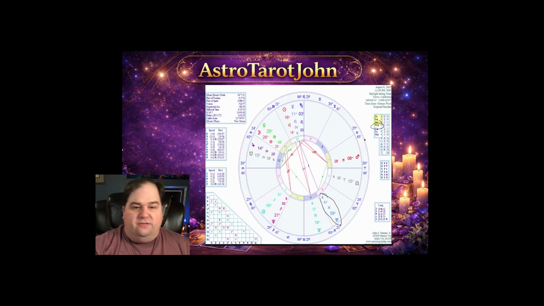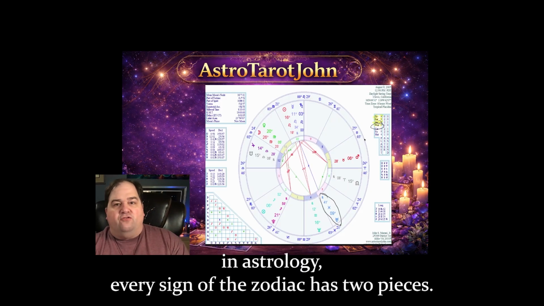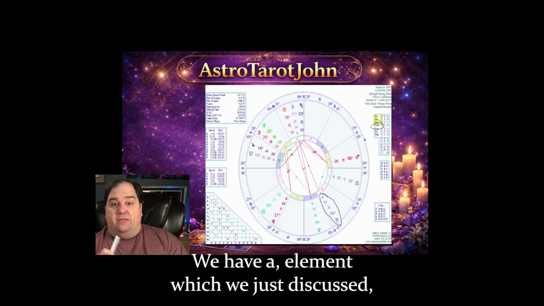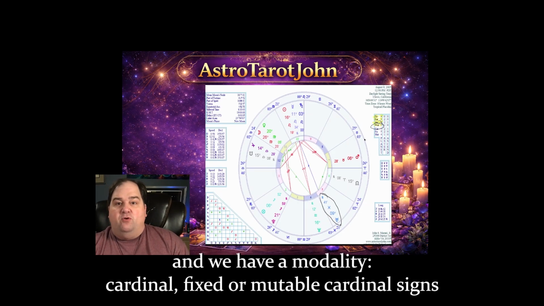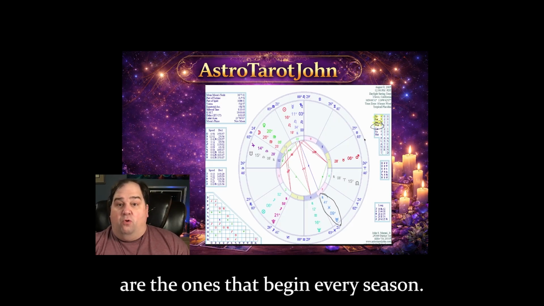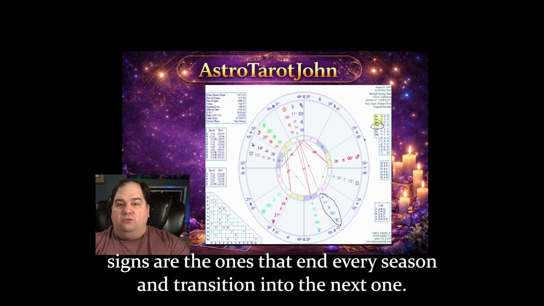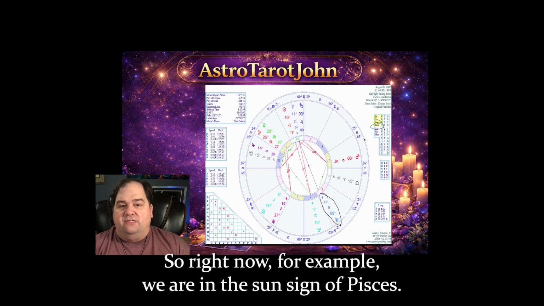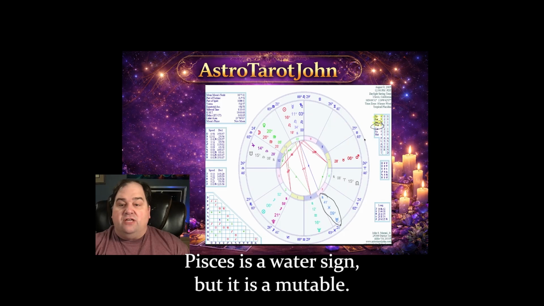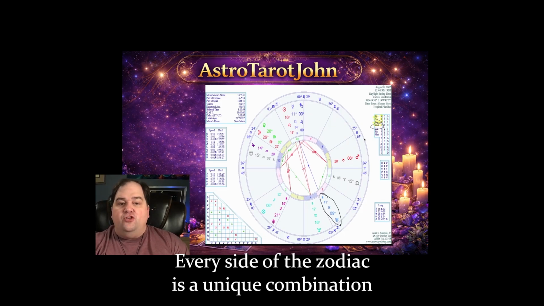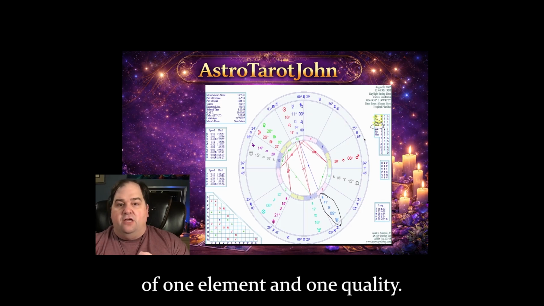It's a planet that shows up, and it's the only planet in that particular element. Now, as we've talked about before, in astrology, every sign of the zodiac has two pieces. We have an element, which we just discussed, and we have a modality: cardinal, fixed, or mutable. Cardinal signs are the ones that begin every season. Fixed signs are the ones that anchor every season, and mutable signs are the ones that end every season and transition into the next one. So right now, for example, we are in the sun sign of Pisces. Pisces is a water sign, but it is a mutable. It is the mutable water sign. Every sign of the zodiac is a unique combination of one element and one quality.